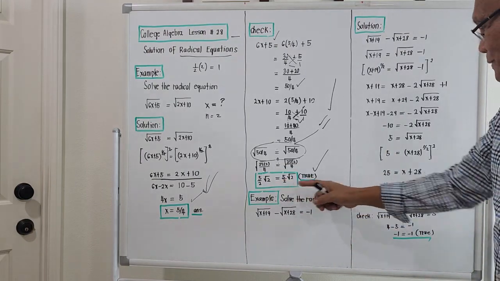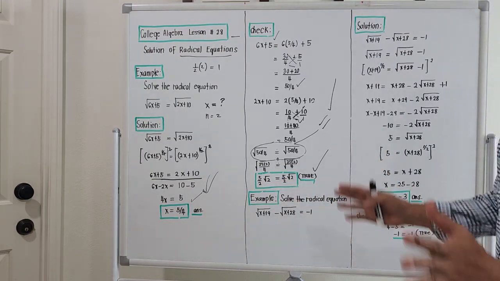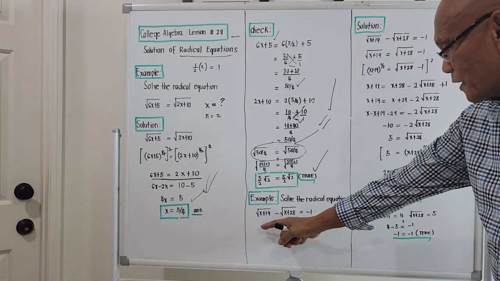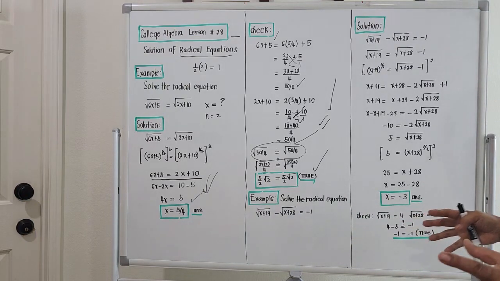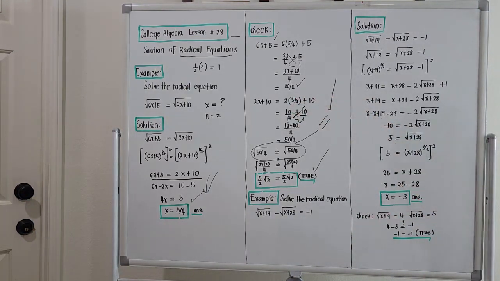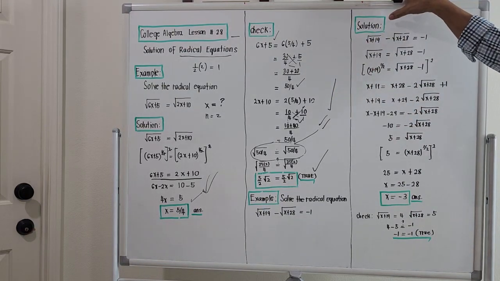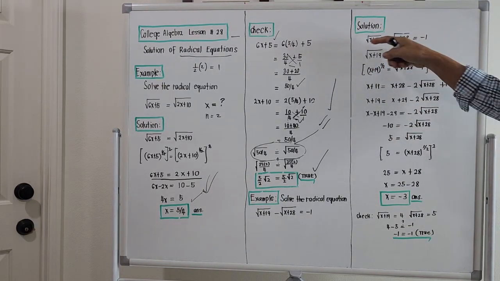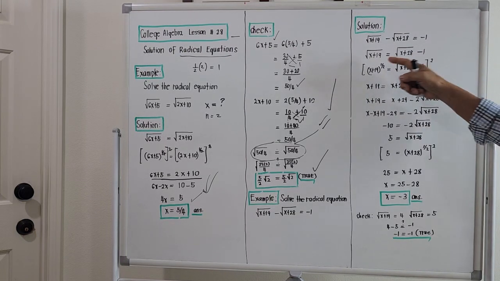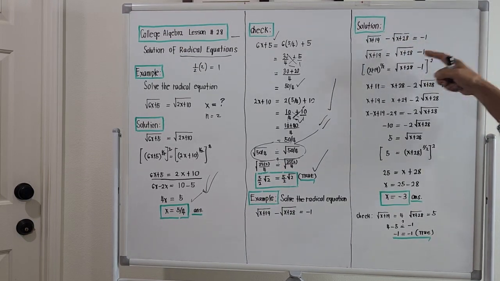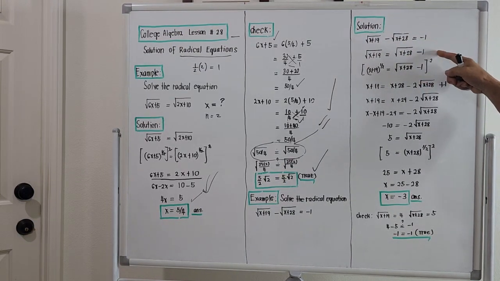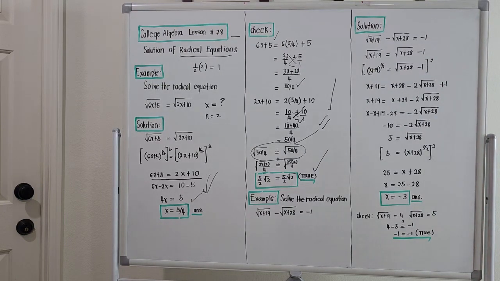Okay, example number 2, solve the radical equation, a little bit complicated. The square root of x plus 19 minus the square root of x plus 28 equal to minus 1. It is more complicated than example number 1. Okay, let's try to bring out the solution. I will rewrite the given radical equation. I will maintain this square root of x plus 19 to the left. This is negative, I will put it to the right, so this will now be the square root of x plus 28 minus 1.